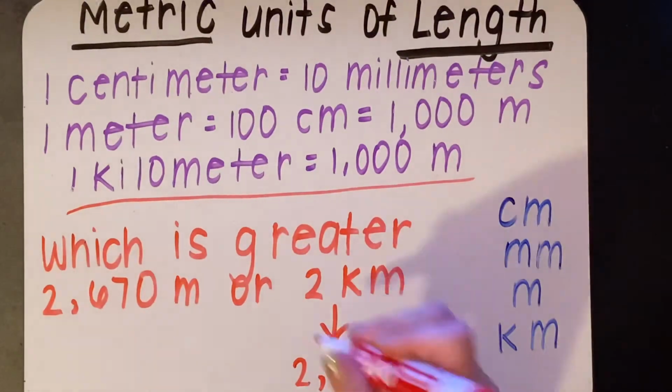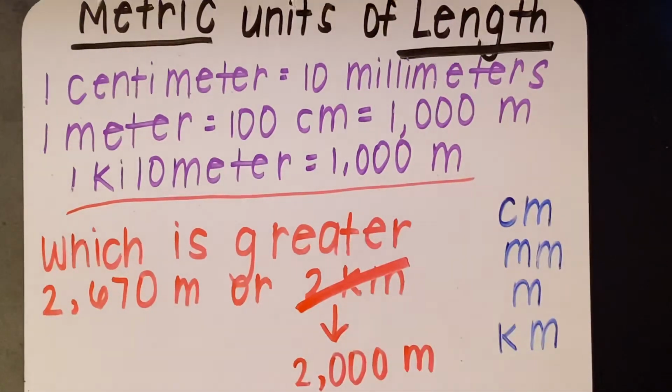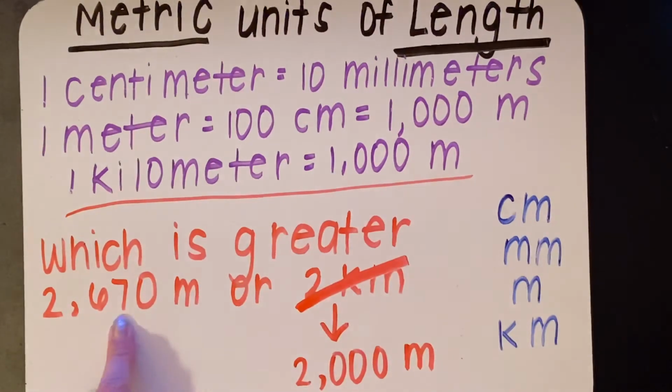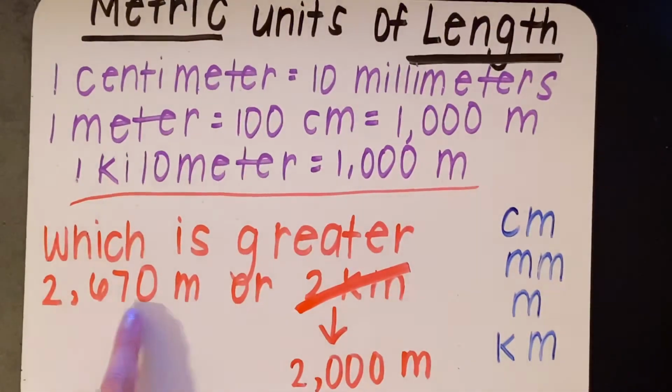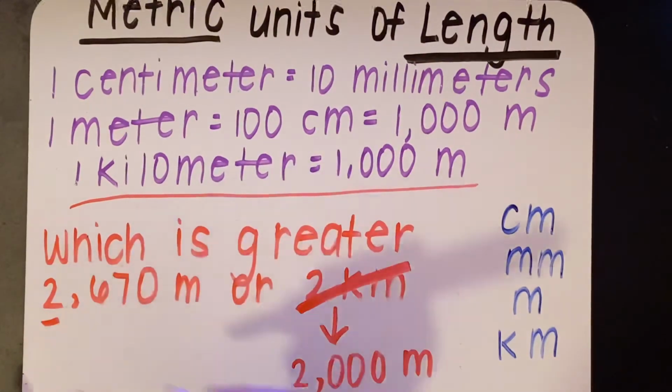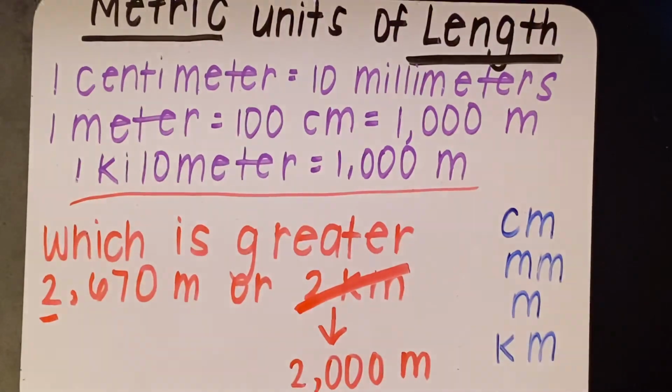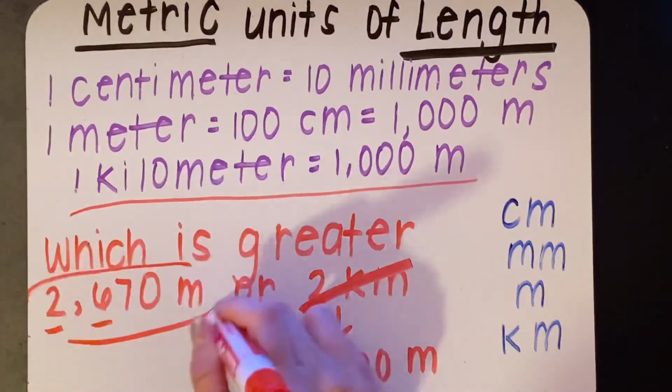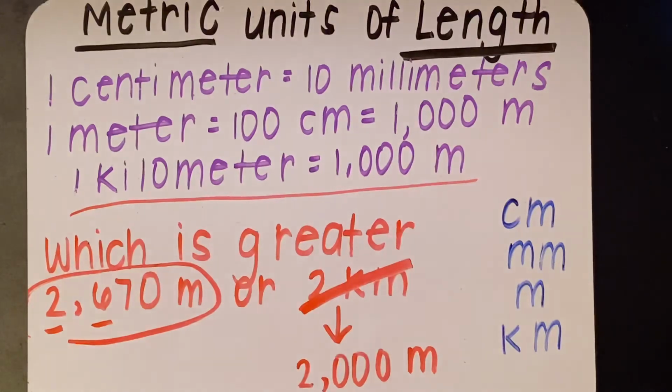So which is going to be greater? 2 kilometers is the same thing as 2,000 meters. Which one of these is larger? 2,670 meters or 2,000 meters? Well, using what we know about comparing numbers, we start in the place furthest to the left. They're each 2,000. That does not tell me which one's bigger, so we need to keep going. There's a 6 in the hundreds. There's a 0 in the hundreds. I know 600s is larger than 0 hundreds, so this is the greater number.